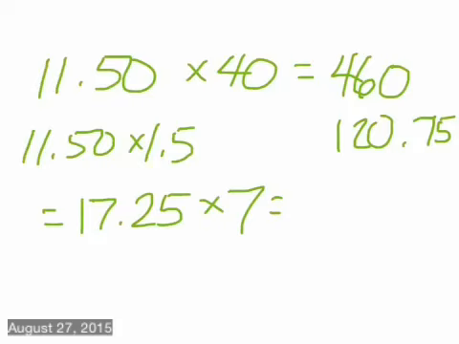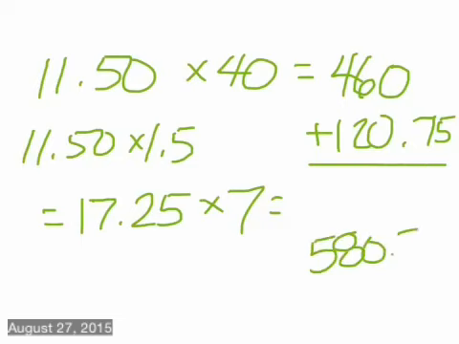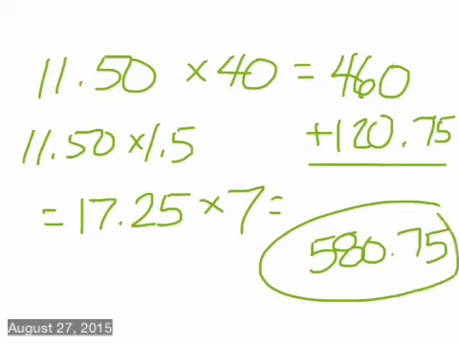So I got $4.60 in straight time pay, and I got $120.75 in overtime pay. How much money did Eddie get? 580.75. $5.80 and 75 cents. Yay. That's number 1 and number 2. This is how the entire assignment's going to be. Don't we 460 times 120 something, or we add it? Add it.